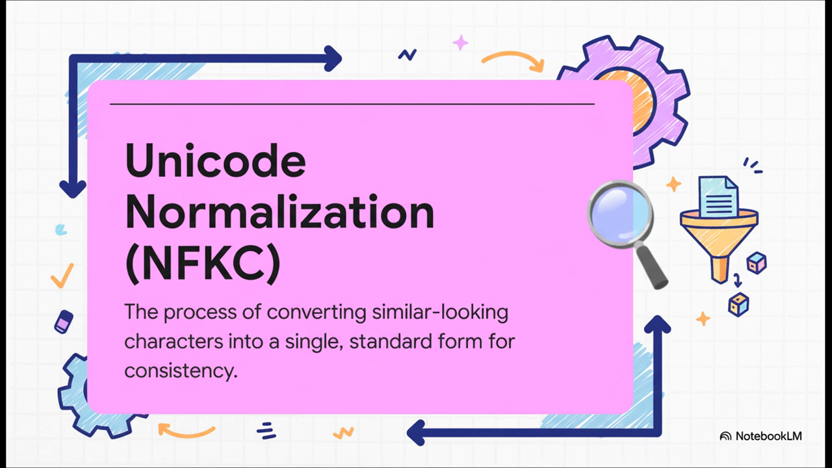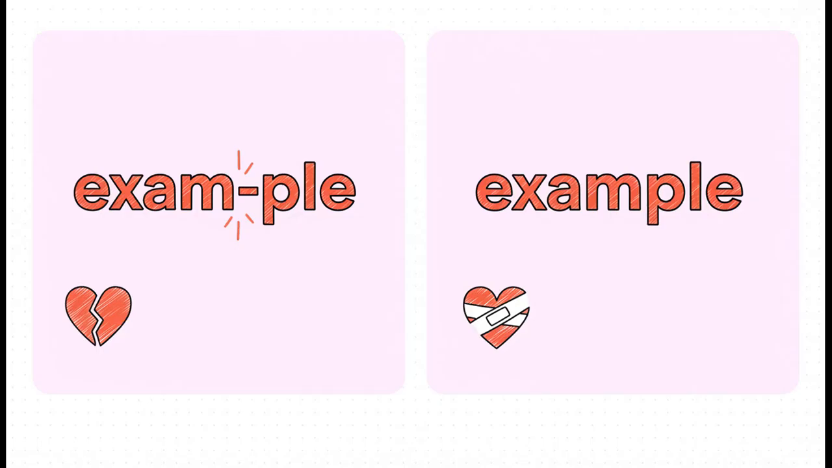Because when it comes to this stuff, consistency is everything. Oh, and one last quick one for this section. Hyphenation. You see this all the time. A word like example gets broken at the end of a line. We just need to stitch that back together. It's usually a simple find and replace, but it's super important to make sure the model sees the whole word and gets its full meaning.